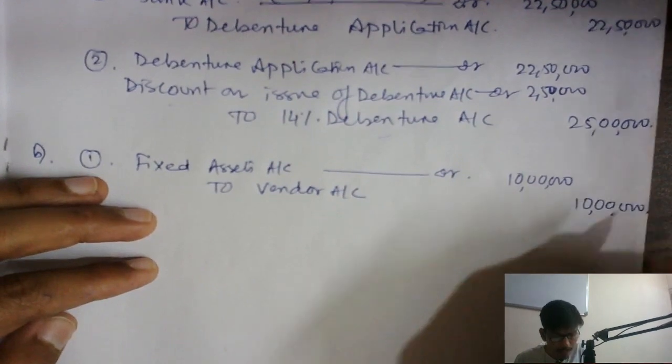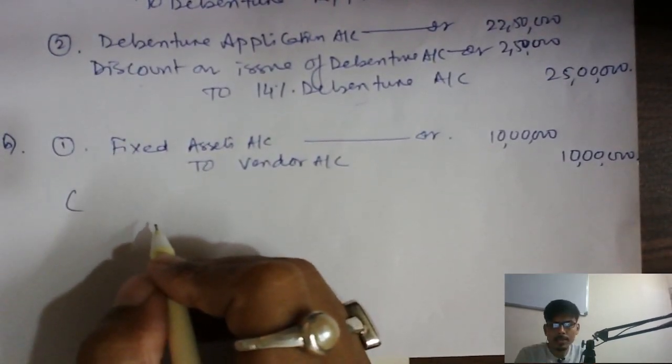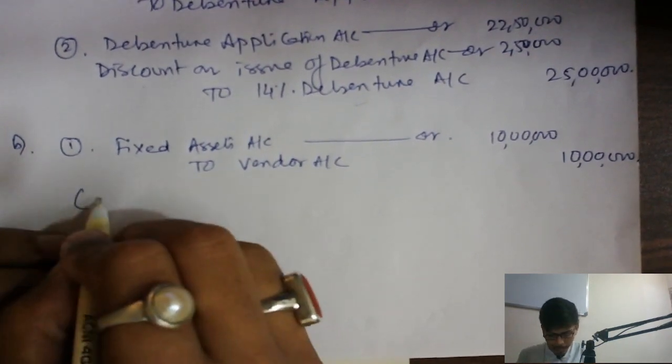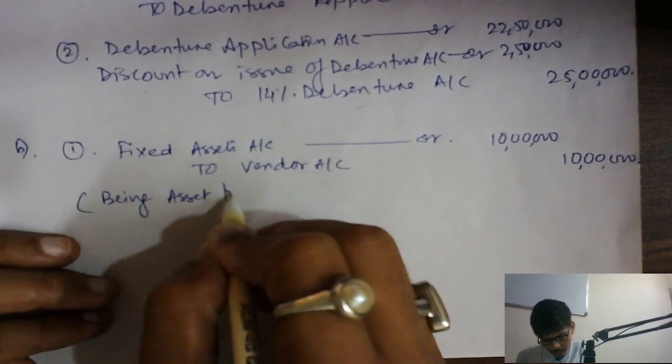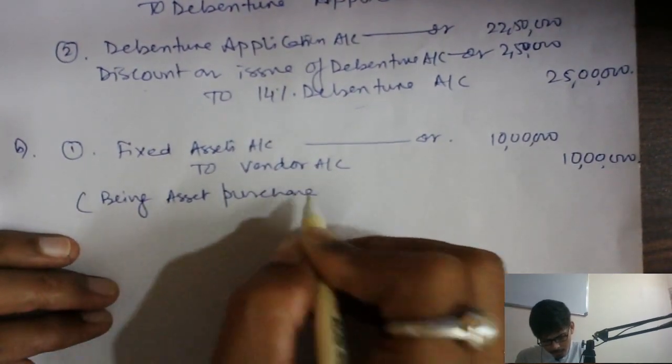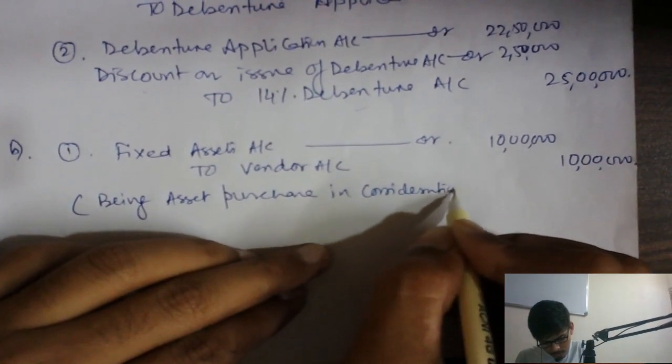So asset कितना मिला है? I just make a narration here. Okay, narration आपको करने पड़ेंगे guys. Narration एक बार देख लो. Being asset purchase in consideration for debenture.